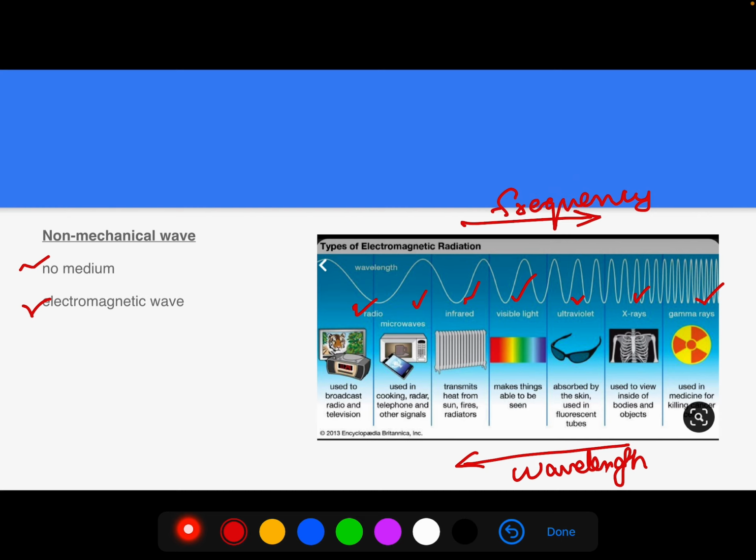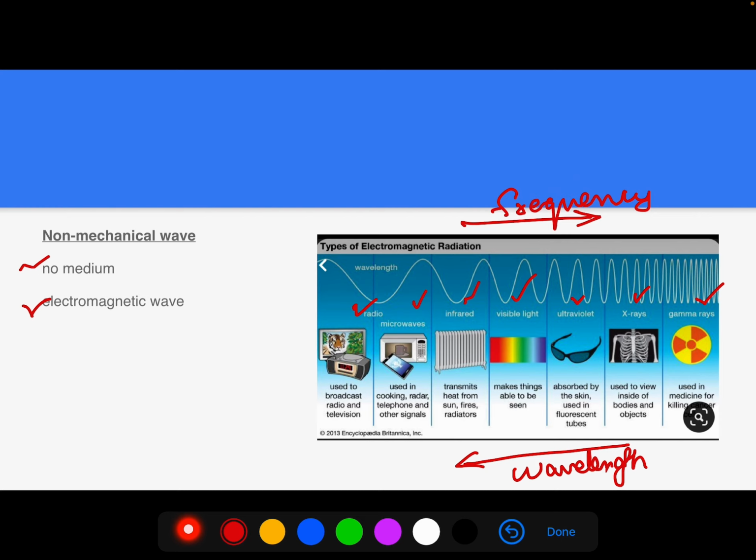Visible light is the light which we can detect, especially in the rainbow. We say VIBGYOR: violet, indigo, blue, green, yellow, orange, red. And these help us to see things.